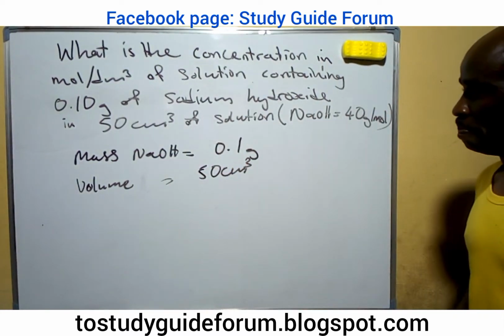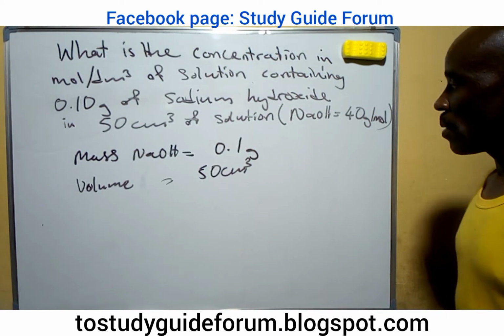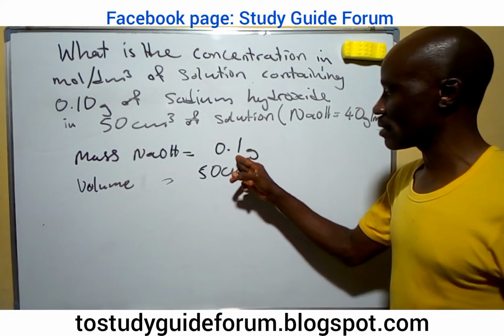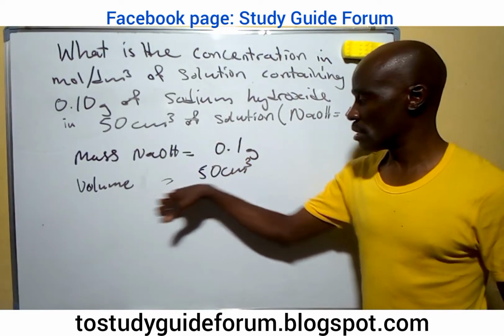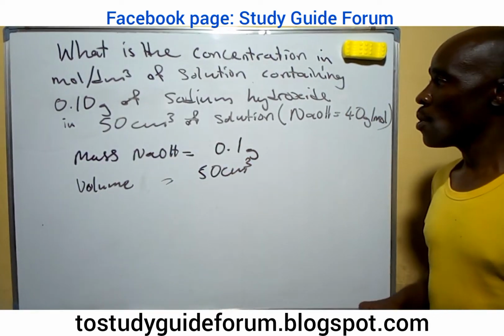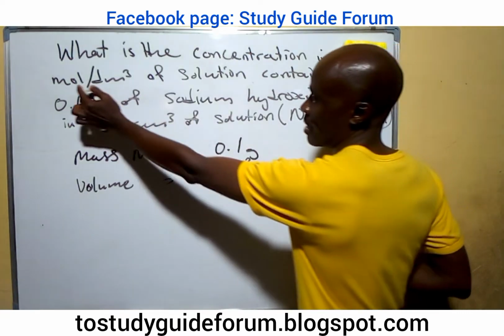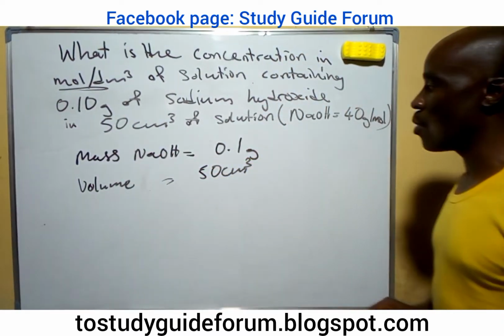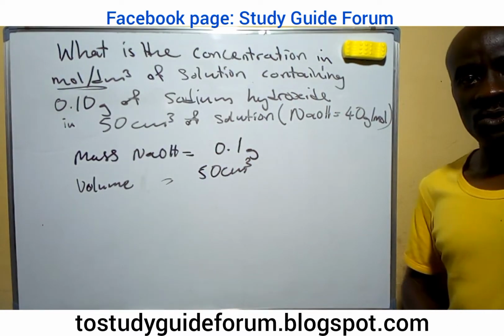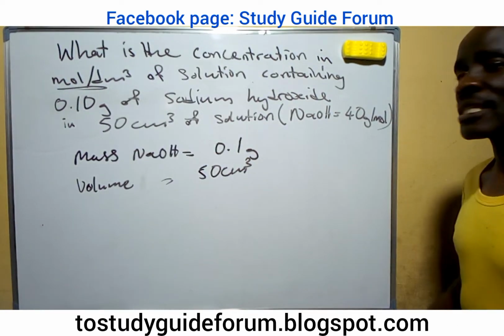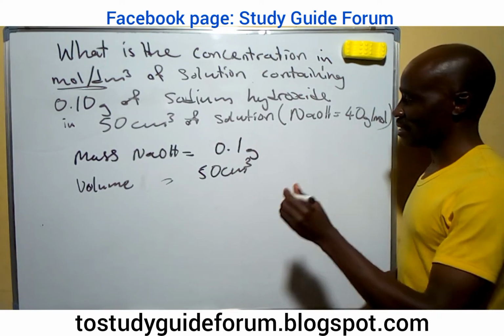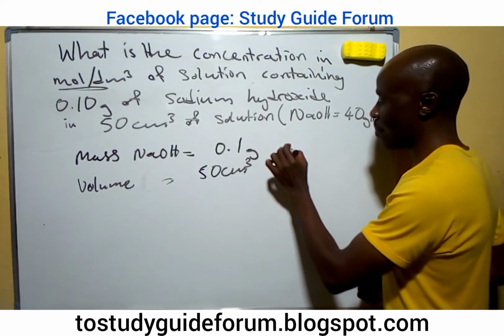So what we're going to do here, you should know that we have the mass in grams, and then our volume is in cm cube. But now the question says we should find it in mole per dm cube. The concentration in mole per dm cube. And before we can do this, there is a formula that can really help us do this work.